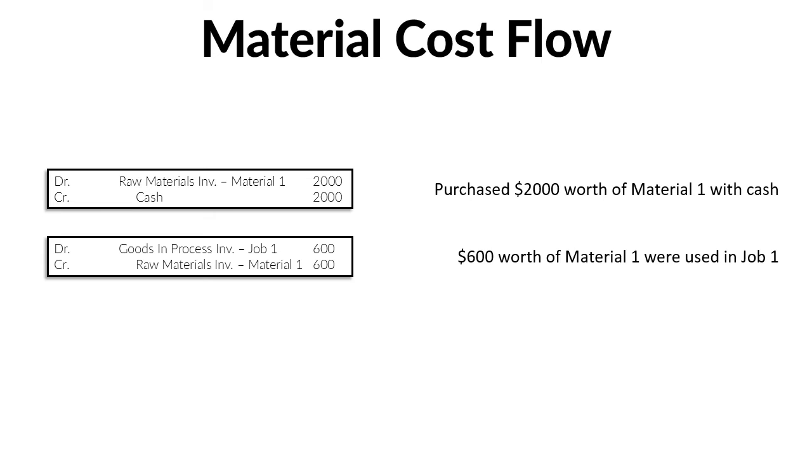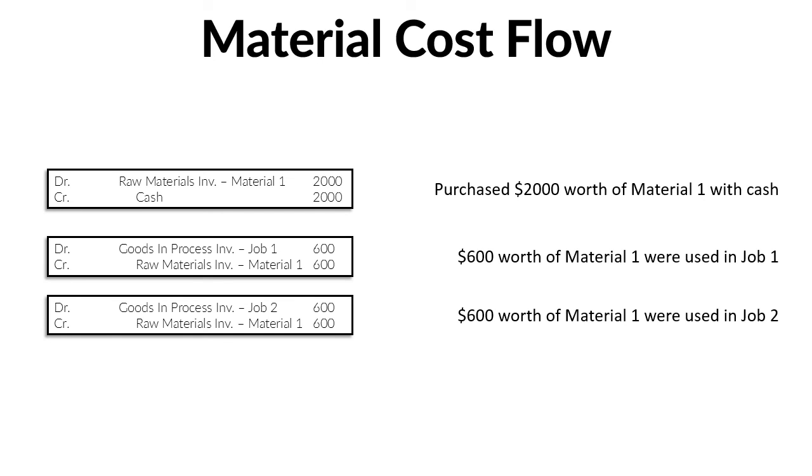Okay, so let's say next, $600 worth of material 1 again were used in job 2. Same process: we took $600 worth of material 1 from the raw materials inventory of material 1 and put it into the goods in process inventory of, in this case, job 2. It will appear the same except we take note that we used it on job 2 instead of job 1. Again, this is the use of having these labels, because we know where each material goes and into what exact job it goes.